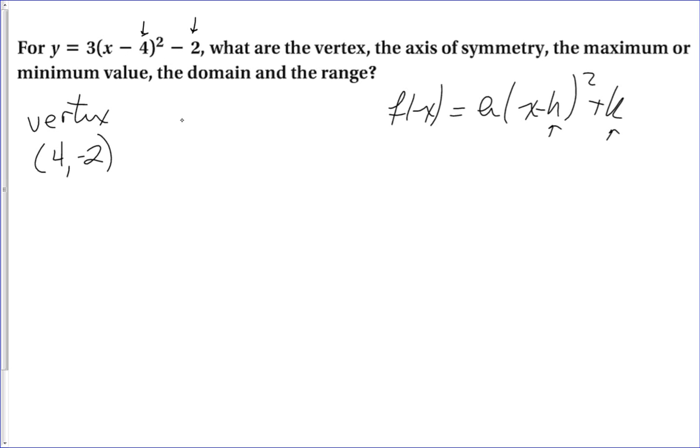All right, what is our axis of symmetry? If you remember, your axis of symmetry is always going to equal the x coordinate of your vertex. So our axis of symmetry in this case is going to be x equals 4.